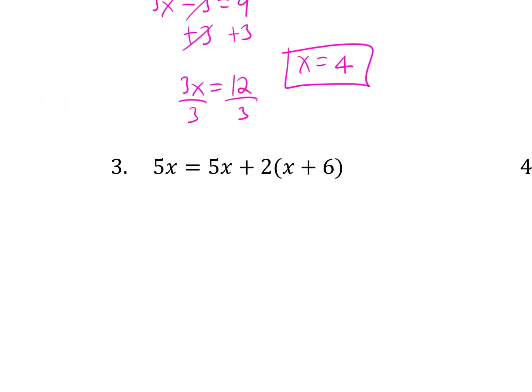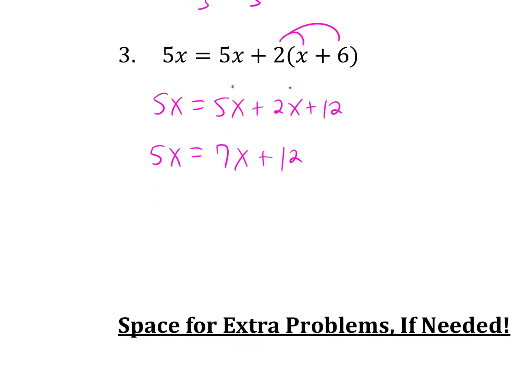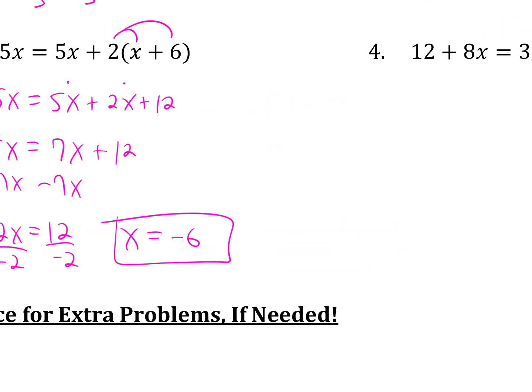All right, we're going to go quick with number 3 here. So, distribute here, we got 2 times x, 2 times 6. 2 times x is 2x, and 2 times 6 is 12. Like terms are 5x and 2x. 5x plus 2x is 7x plus 12. All right, it's kind of weird here. You could move the 5x here, but then you're going to have 0 over here, which we don't want. So I'm going to subtract 7x from both sides. Get negative 2x equals 12. Divide by negative 2. x equals negative 6.